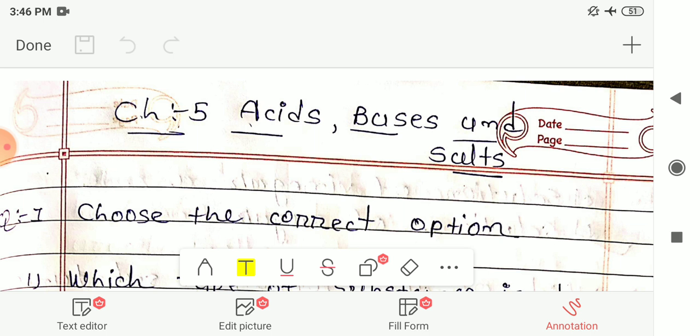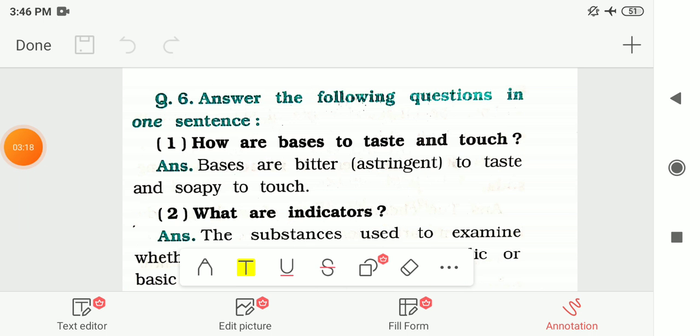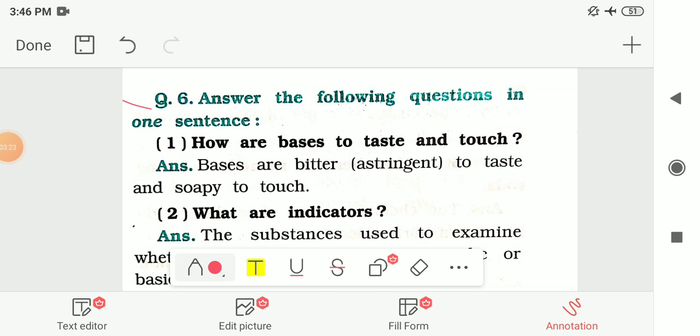Then we had seen the textbook solution for this chapter, and in the extra exercise we had seen choose the correct option, fill in the blanks, answer in one word, true false and name the following. So now in this video we will continue our extra exercise with question number 6. Here the question number 6 is given to you, in which you have to answer the following questions in one sentence.